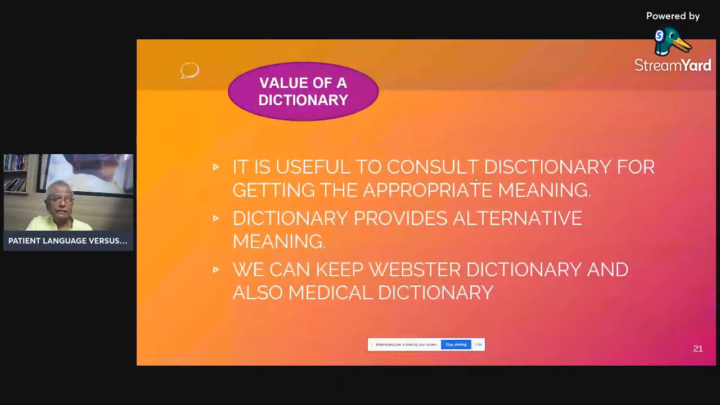So, the value of the dictionary. Instead of consulting other things, it is better to have a proper dictionary. It is useful to consult a dictionary for getting the appropriate meaning, because a dictionary provides alternative meanings also. In each dictionary, you will find the alternative meaning. We can keep the Webster dictionary, and also the medical dictionary, and also a language translation dictionary like a Hindi-English or English-Hindi dictionary. All these dictionaries should be part of your training.